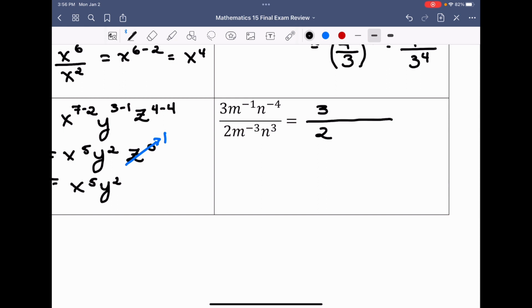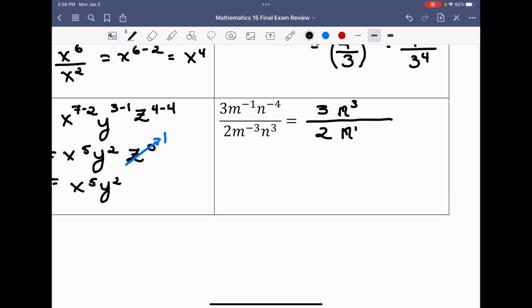So what I'm going to do is flip m^3 to the numerator, because I took the denominator that was negative and brought it to the numerator and made it positive. I'm going to do the same thing with m^-1. I'm going to bring it down to the denominator and make it positive, because we know as soon as it flips, it can become positive.